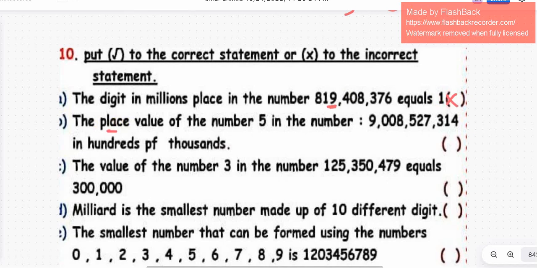The place, I want the place of 5 in this number. See here. 1, 10, 100, 1,000, 10,000, 100,000. Let's see. 100,000. It's right. The value of 3 in this number. Let's get the value first. 3, 0, 0. Every digit on the right will be 0, 300,000. So the answer here is right.